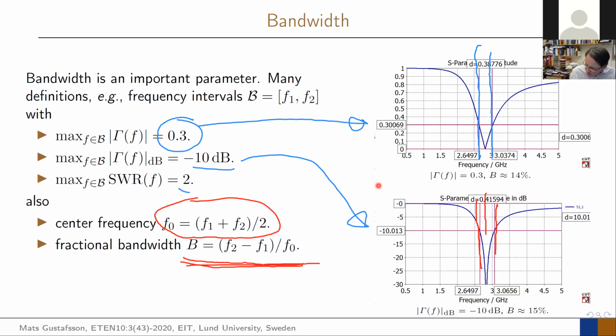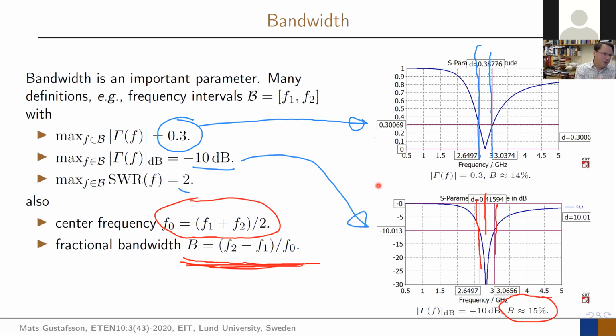So in this case here, we can look at the bandwidth, and if you calculate it here, it will be 15% in this case, which means that you will take the upper frequency minus the lower frequency divided by the center frequency. So that is your fractional bandwidth of an antenna.